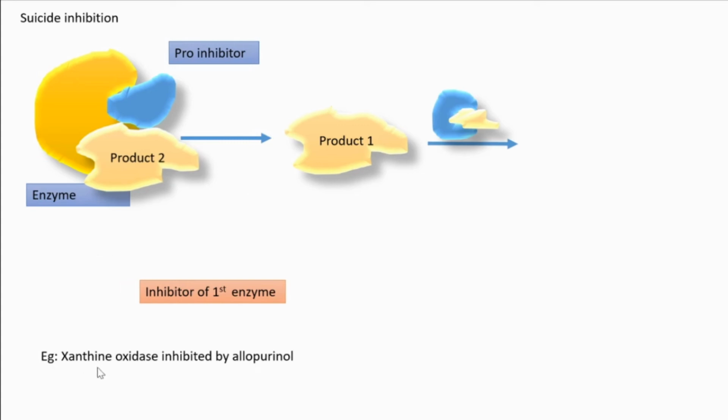Xanthine oxidase, its action is inhibited by the pro-inhibitor allopurinol. That means allopurinol has structural similarity with the actual substrate of xanthine oxidase. Then what is the actual substrate of xanthine oxidase? It is xanthine. So this allopurinol has structural resemblance with xanthine and binds with xanthine oxidase.